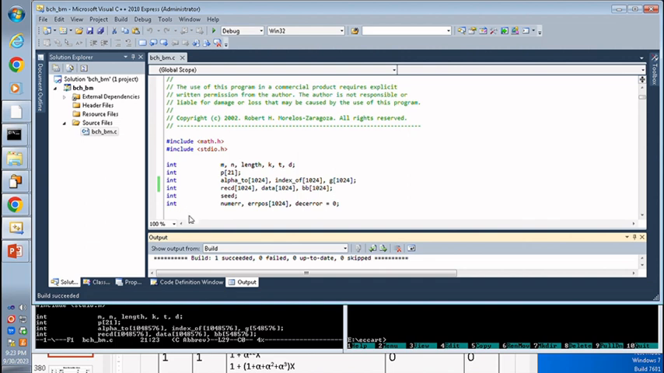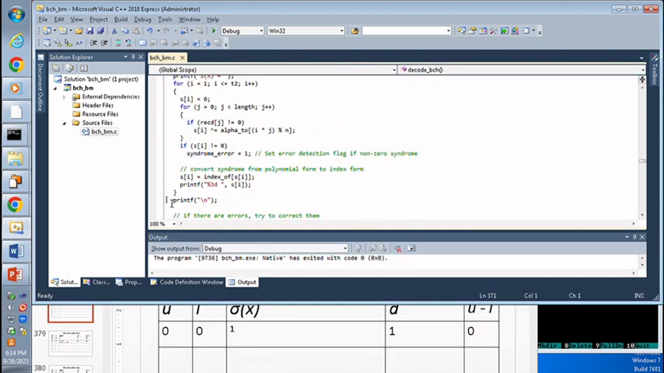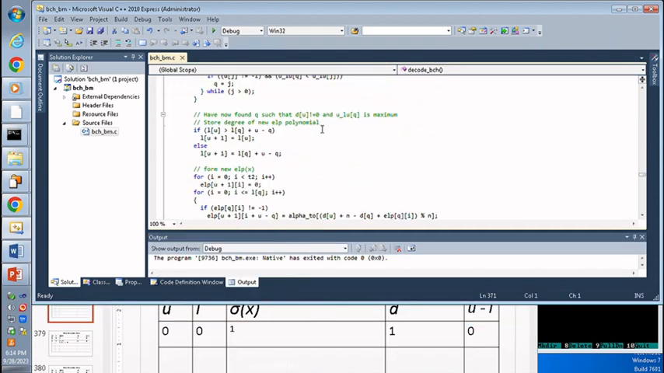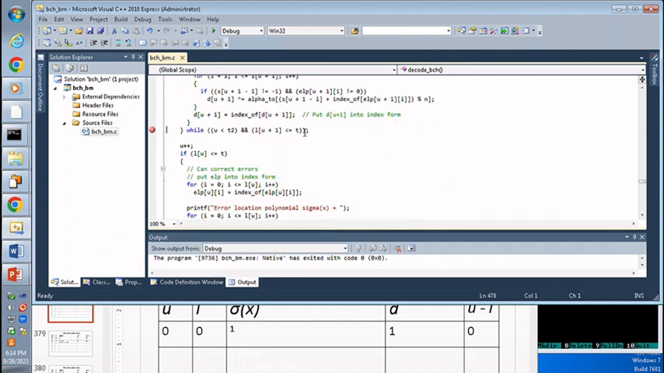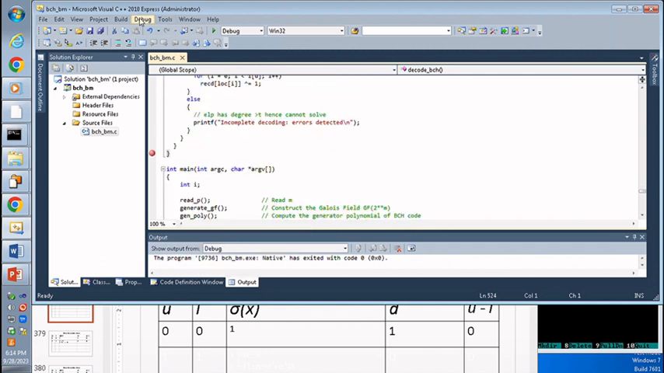Build alright. Set breakpoints. Start stepping.